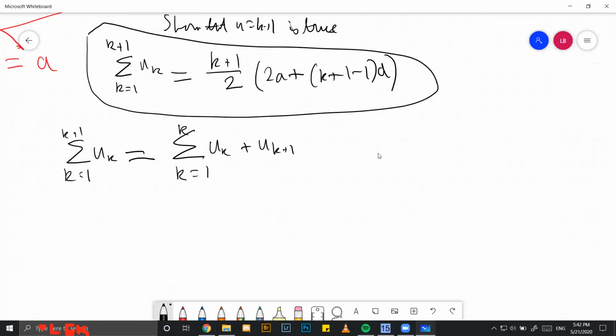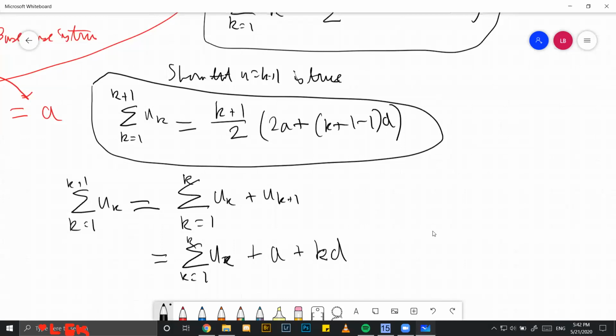So now what I can do is, this u_{k+1} term over here isn't just u_{k+1}. We know what it is because of our previous definitions. That is actually a plus kd. Not (k minus 1)d, because you're adding plus 1. You're moving it up 1, so it's kd. Plus the sum up until k is equal to 1 of u_k, right?